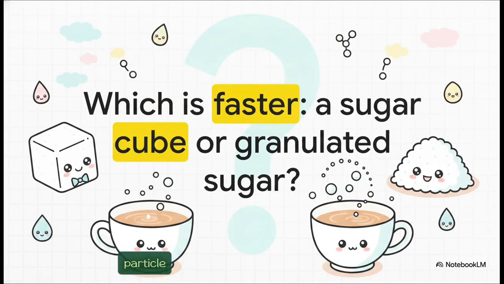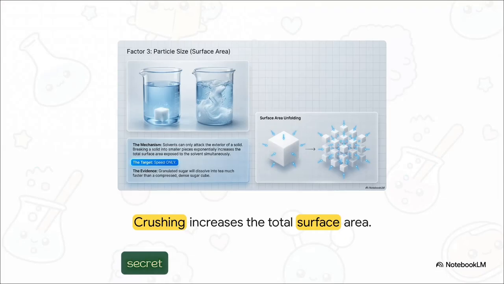Let's pivot to particle size with another quick question about your morning tea. If you drop a solid, dense sugar cube into your cup versus pouring in the exact same weight of loose, granulated sugar, which one disappears first? Here's the secret. Solvents can only attack the exterior of a solid. So breaking it into smaller pieces exponentially increases the surface area exposed to the liquid all at once.